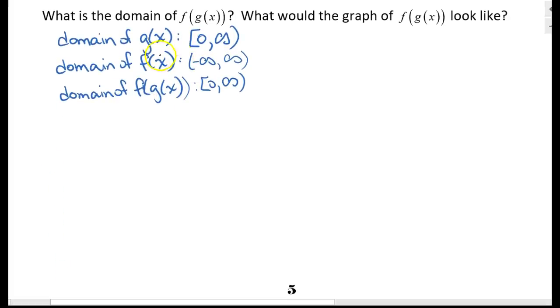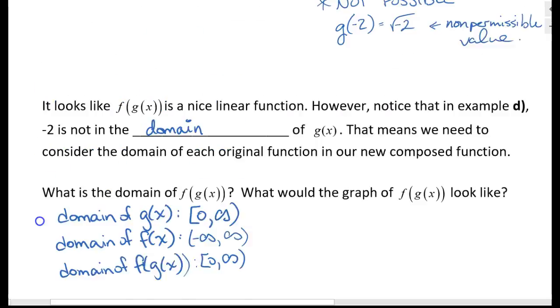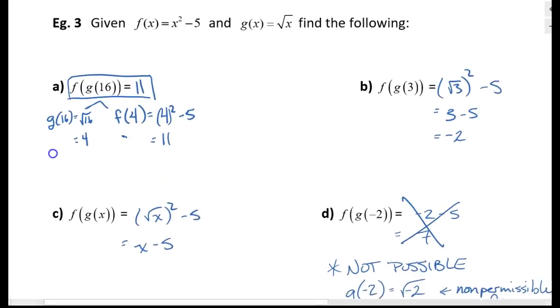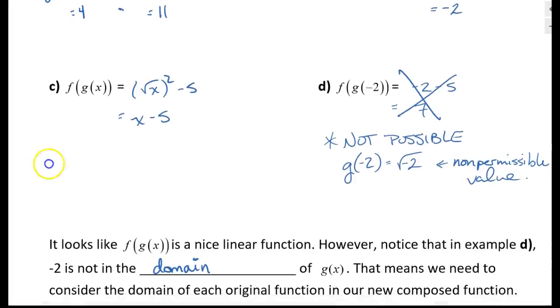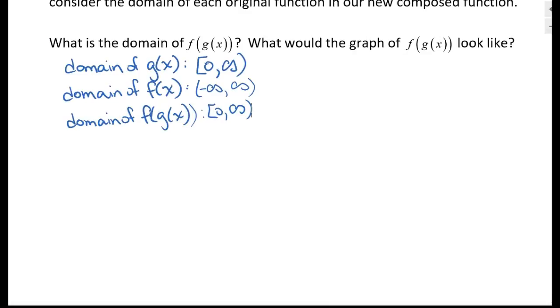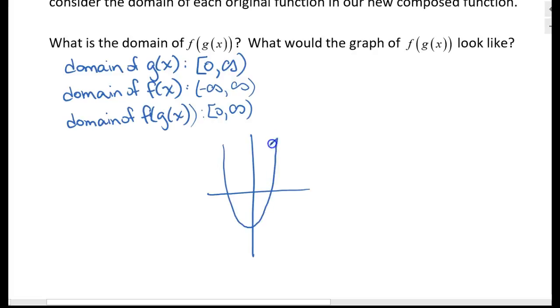So f of x should look like a parabola. It should be opening upward, and because it's at minus 5, that's my y-intercept. It's also my vertex. So what should happen is that it should look like this. But because of that restriction of g, all of this is non-existent. And so this is my graph of f of g of x.